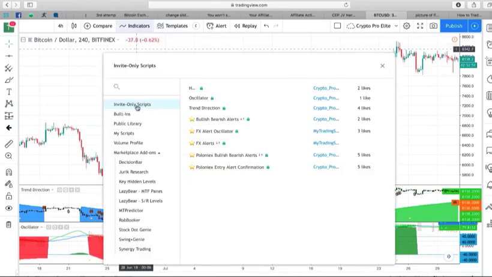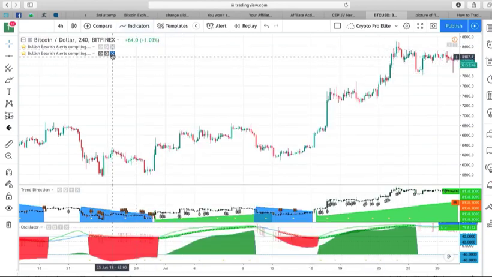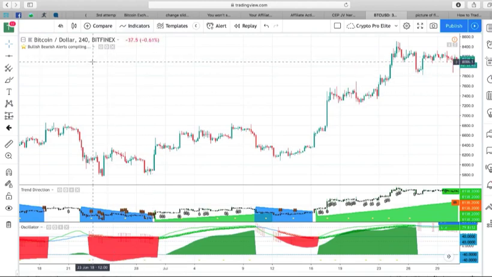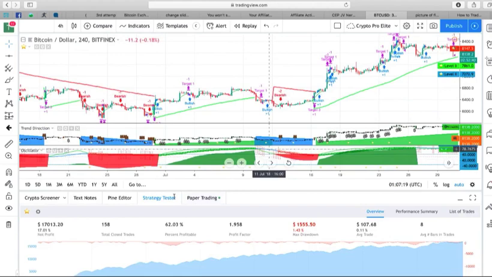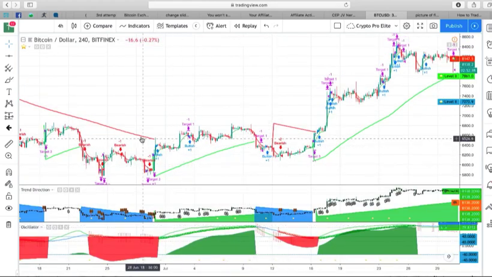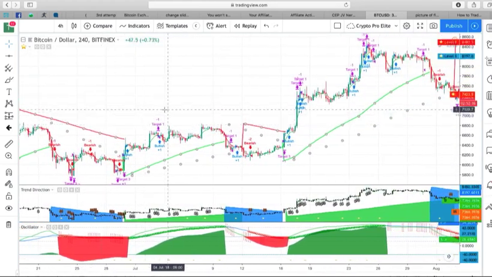So I'm going to show you here. I'm going to put my bearish bullish alerts on. Is it setting up? Okay, oops, I got too many. I accidentally clicked it 3 times. It's compiling, it's setting up, and then we're going to show you how the Crypto Pro Elite software would have worked. So let's go back, let's backtrack a little bit.